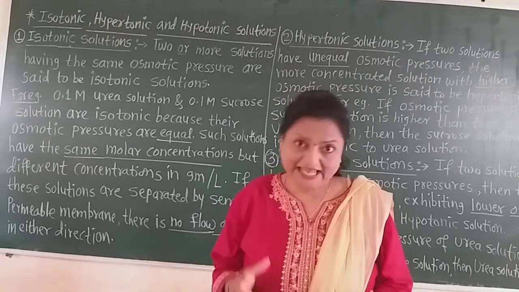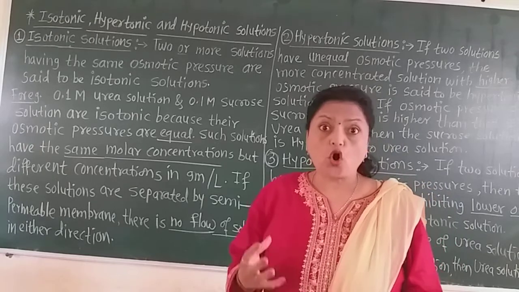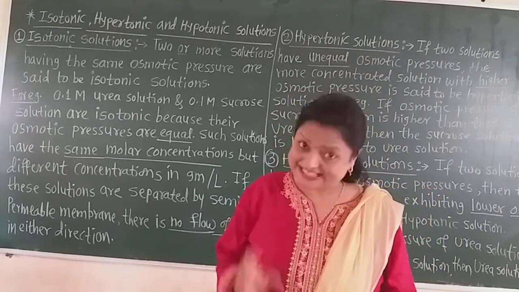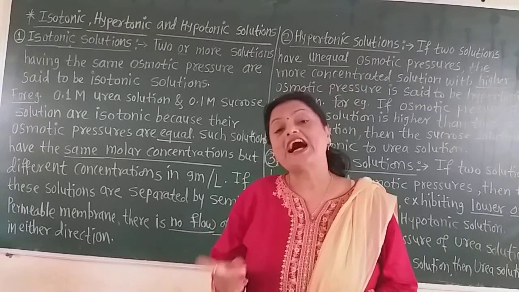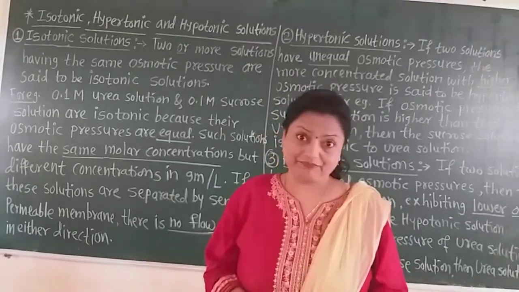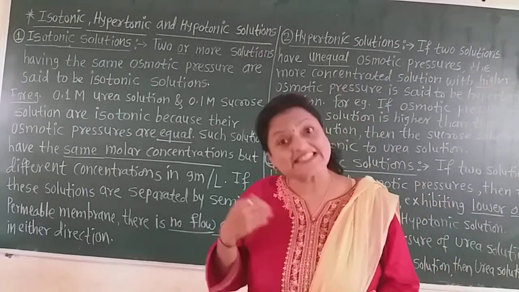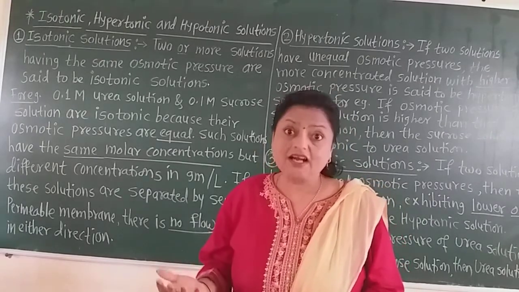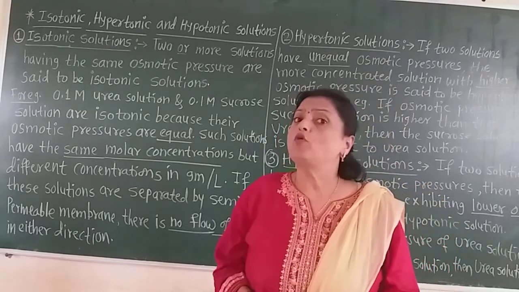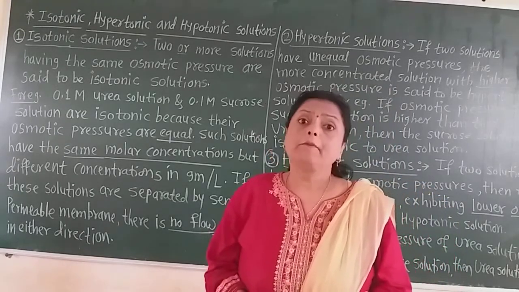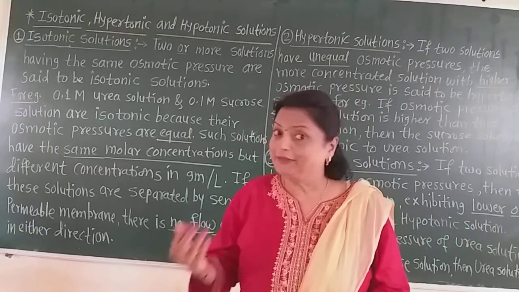Iso means same. If the osmotic pressures of two or more solutions are same, then those solutions are said to be isotonic with each other. That means their molar concentrations are same, so they exert the same osmotic pressure. But though their molar concentrations are same, their concentrations in grams per liter are different.